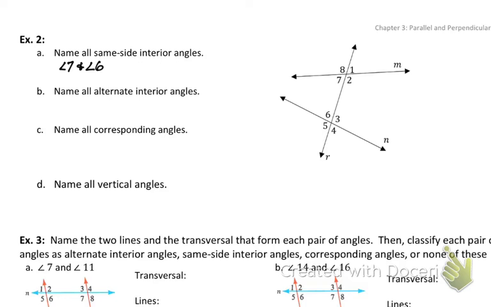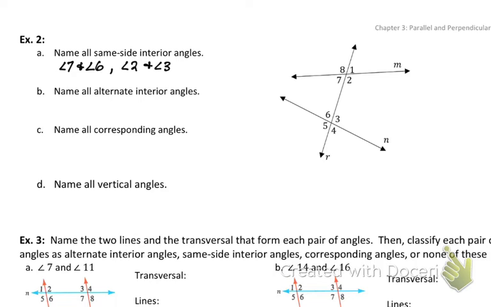Angle 2 and angle 3. Angle 2 and angle 3 would also work. Are there any other ones? I don't think so, because we used up all the interior angles, right? Okay, so we're out of interior angles, so that's it. It's just 7 and 6, 2 and 3. Now I'm supposed to name alternate interior angles.